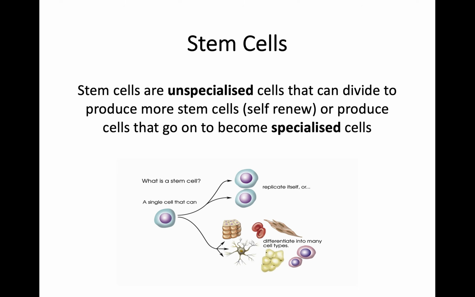However, there are unspecialised forms of cells, and we call these stem cells in humans and animals. Stem cells are unspecialised cells that are able to divide to produce more stem cells, a process that we say is self-renewing. So a single stem cell can make more stem cells, or they can produce cells that then go on to become specialised cells. So a stem cell could produce a stem cell that then differentiates into a skin cell, or a red blood cell, or a muscle cell, for example. And this is why these are very important in medicine and research.